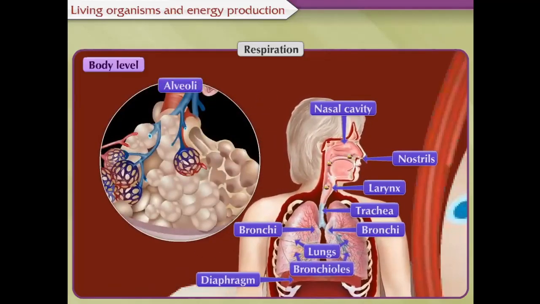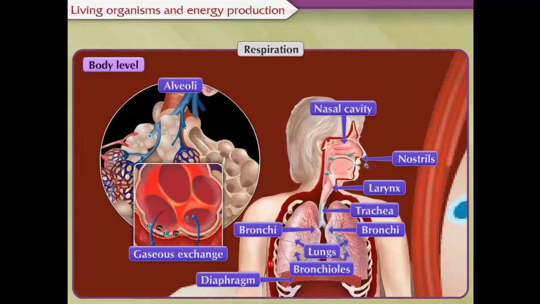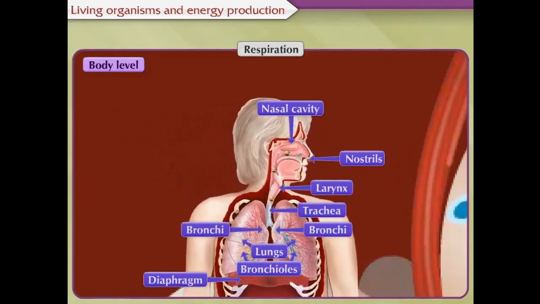Alveoli are present at the end of the bronchioles. Air from the bronchioles enters the alveoli. Oxygen present in the air is taken up by blood present in the alveolar blood vessels, and carbon dioxide is released in the alveoli, which is thrown out from the body when we exhale air.